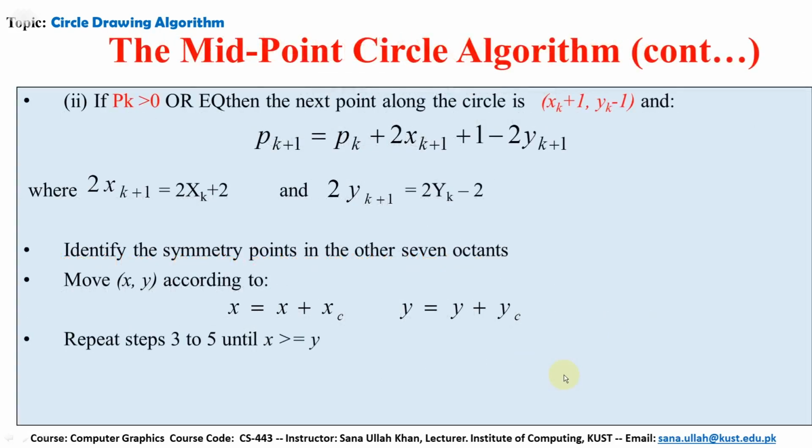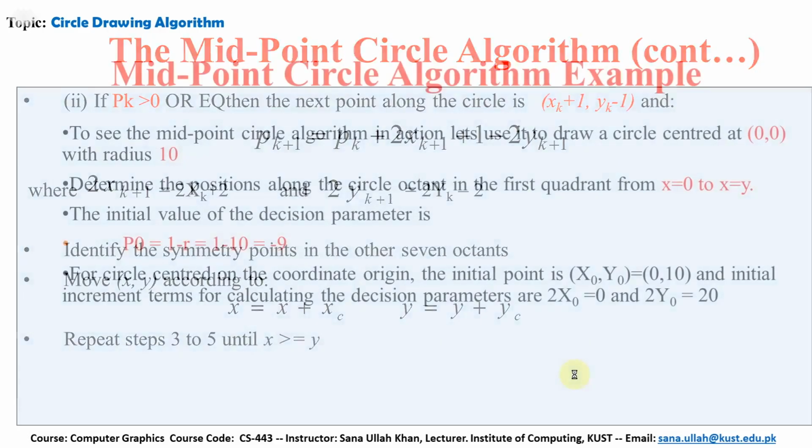If the condition is in reverse, meaning pk is greater than or equal to 0, then the next point along the circle is (xk+1, yk-1), and pk+1 will be pk plus 2xk+1 plus 1 minus 2yk+1, where 2xk+1 is equal to 2xk plus 2, while 2yk+1 is equal to 2yk minus 2. Then identify the symmetry points in the other 7 octants. Then move each (x, y) according to x plus xc, y plus yc, and so on. Repeat step 3 until x is greater than or equal to y, or it becomes the same point. So this is the basic step of the algorithm.